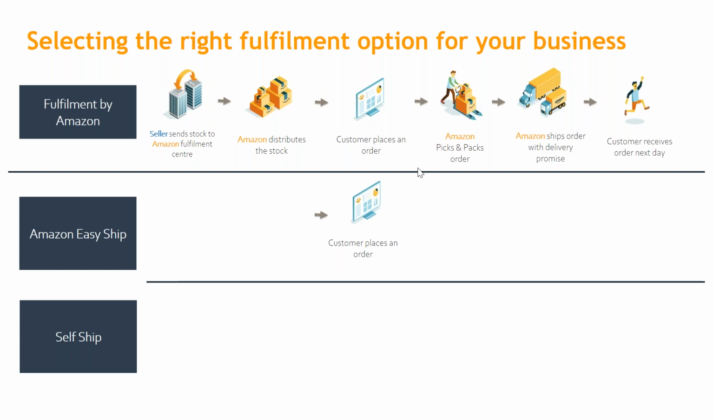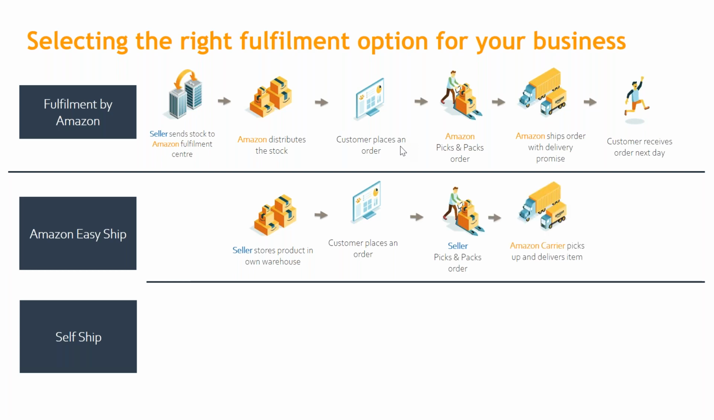Okay, so in regards to Amazon Easy Ship, okay, you keep the items with you. You store your products in your own warehouse. Once the customer places an order, you are going to pick and pack the order. We are going to come and collect the items from you, and the customer is going to receive his order. Of course, it's going to take between 3 to 5 days for the order to be delivered. It could be shorter depending on how much time it will take you as a seller to schedule your pickup.